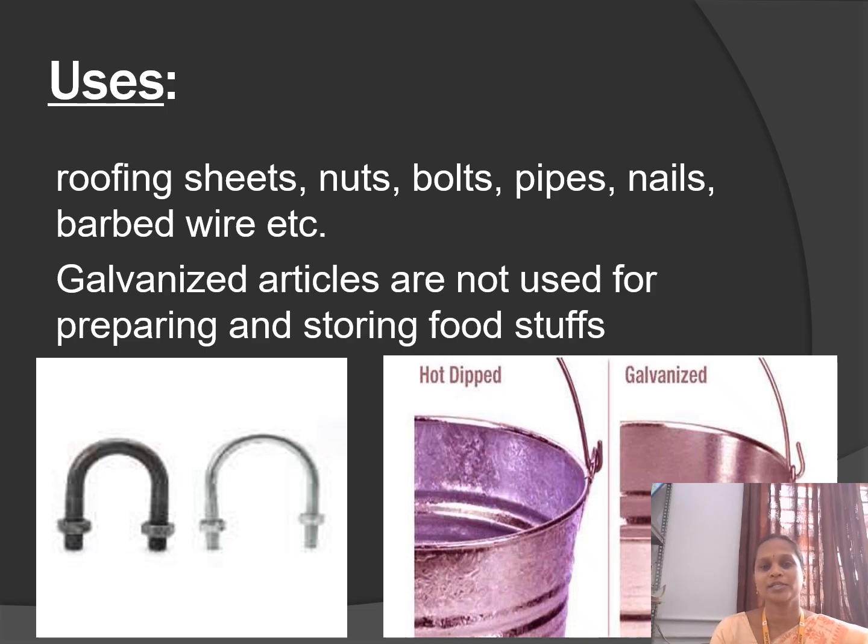But one disadvantage is that we cannot use galvanized articles for preparing and storing foodstuffs like milk products, pickles and so on. This is because in the presence of dilute acids like tartaric acid and citric acid, which are present in fruits, the zinc starts to dissolve and is converted into toxic zinc compounds. So we do not use galvanized articles for preparing and storing food items. This is one method of protecting the surface of iron from corrosion by coating it with zinc.